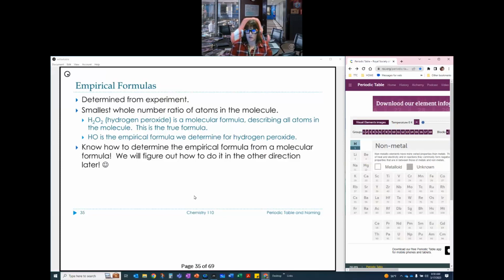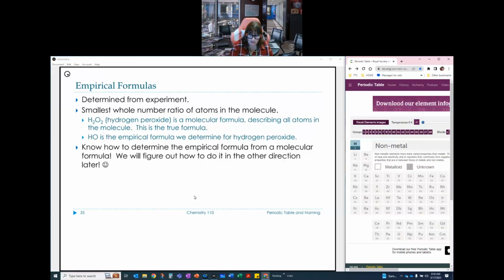I mentioned an empirical formula. It's the smallest whole number ratio of the elements that exist in that molecule. Those are typically determined from experiment. Smallest whole number ratio of atoms in the molecule. So H2O2, again, hydrogen peroxide, is a molecular formula. It describes everything that's in it. We wouldn't get that from experiment. We'd get HO. That's an empirical formula. We need to know how to determine the empirical formula from a molecular formula, and we'll talk about how we do that in the opposite direction in a little bit.